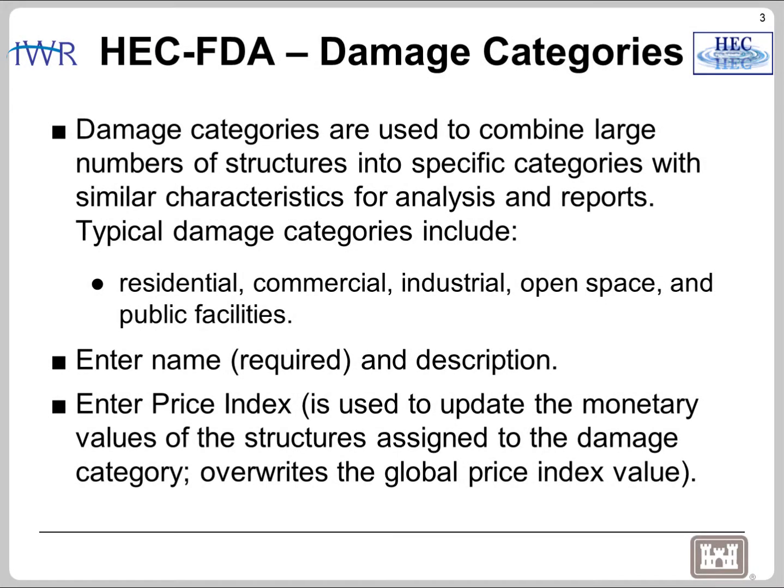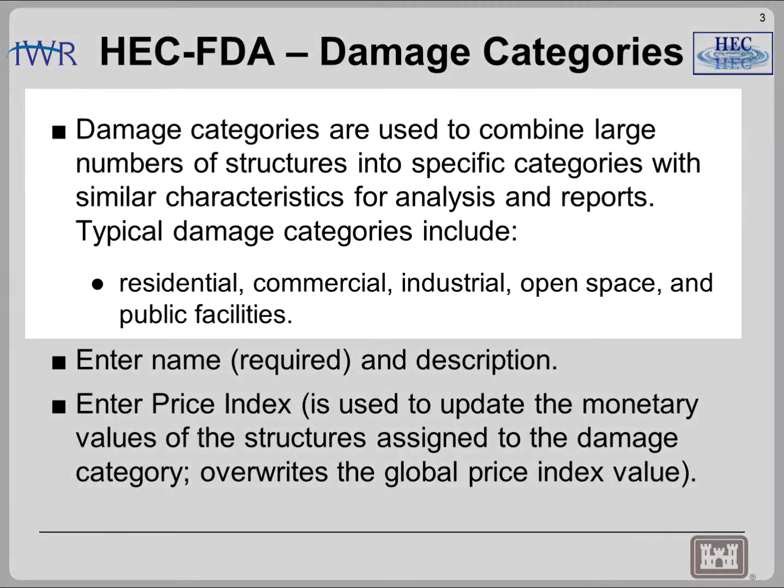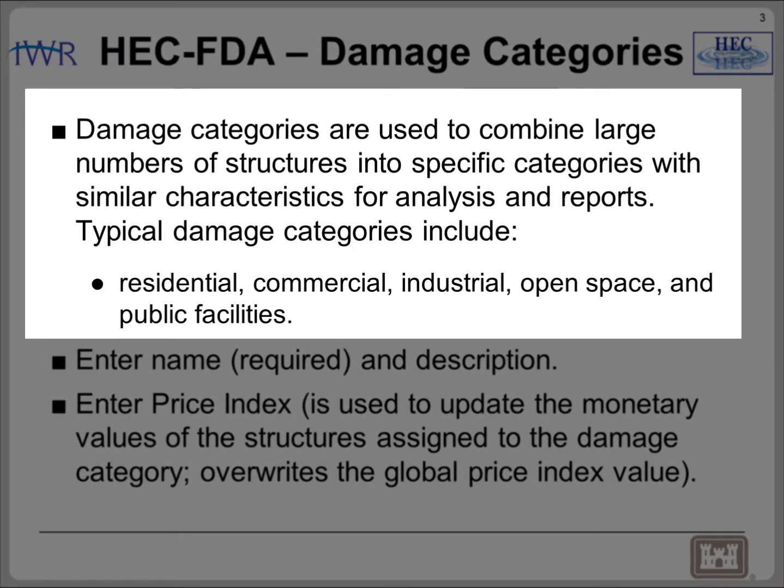After you complete the first part of the workshop and generate estimates in uncertainty in the values of the residential structures, you will move on to HEC-FDA. There you will create damage categories. These damage categories are used to aggregate or combine a large number of structures that have similar characteristics. In Workshop 3, the two damage categories you will be creating are commercial and residential.